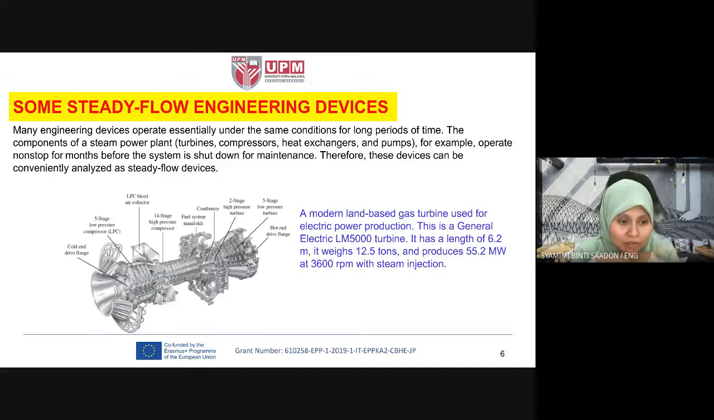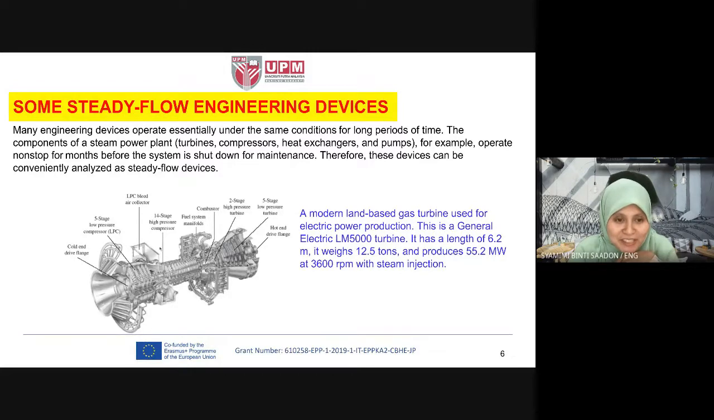So you have LPC, the low pressure compressor. This is the compressor. If you don't know what a compressor looks like, it looks like this. It has blades. Low pressure compressor, and then the bleed air collector.